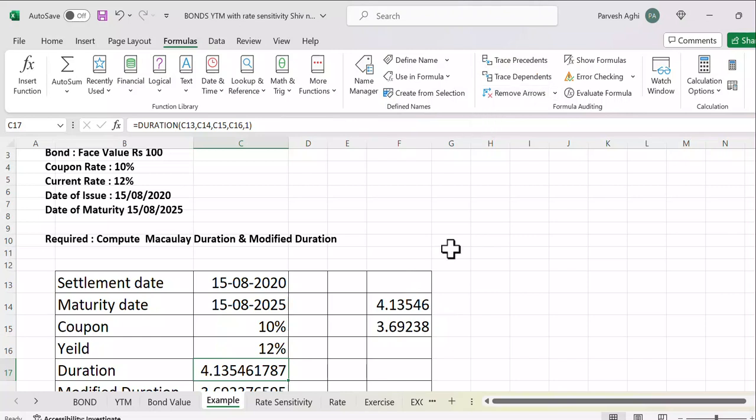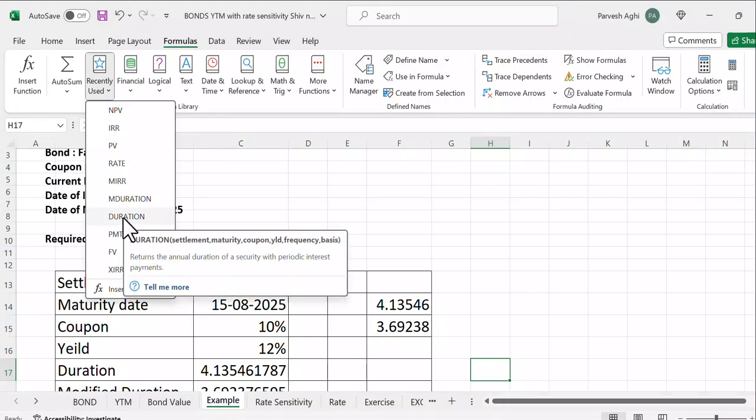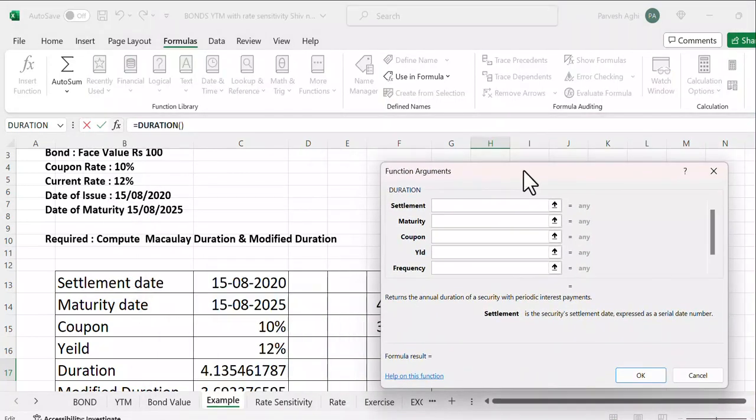I just put the numbers here, go to formulas and pick up duration. So first we are doing duration. Duration takes the settlement date, pick this up; the maturity date, pick this up; the coupon, pick this up; and the yield, pick this up. Now, frequency is basically the interval at which you get the interest. So leave it blank, which means it will become yearly. I'm not putting any amount in frequency, I'm just leaving it untouched.